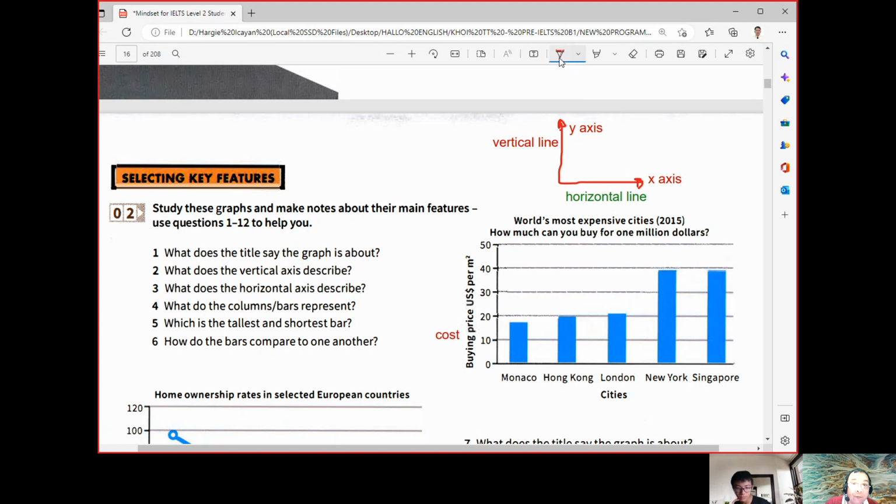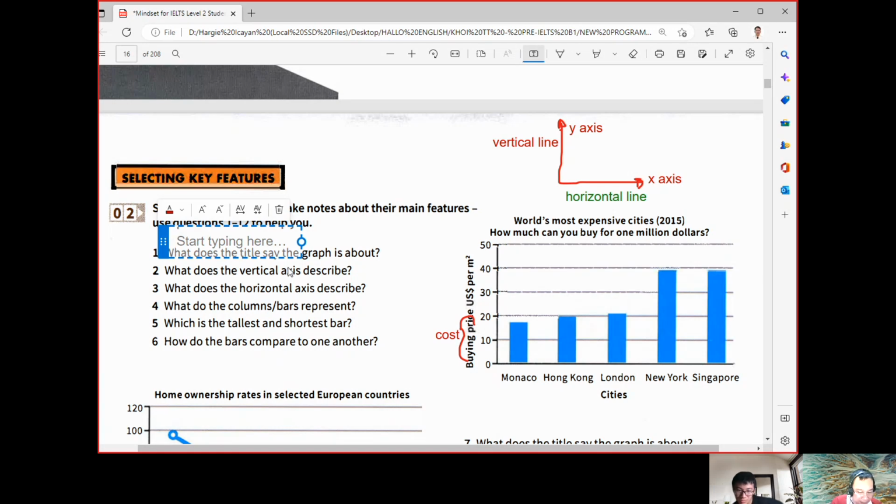So, if we put this into writing or into a report, we are going to say the costs per square meter in US dollars. So that would be the exact answer for that. Okay, next. Question number 3. I'm going to write the answer, so it's going to be long, but of course, we just had to put it in there.